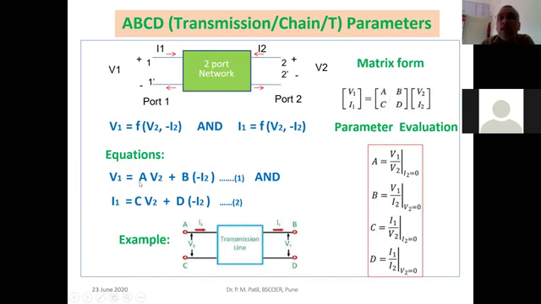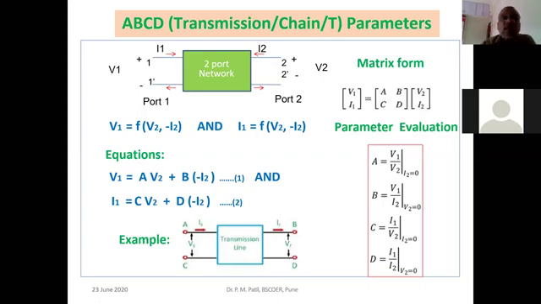A will be the ratio of V1 and V2 at I2 equal to 0, and C will be the ratio of I1 and V2 at I2 equal to 0. Keeping I2 equal to 0 means you have to open circuit the output port, and keeping V2 equal to 0 means you have to short circuit the output port. If you put V2 equal to 0 in these two equations, the terms of A and C will vanish, and you will be able to find the values of B and D. B is equal to V1 by minus I2 at V2 equal to 0, and D is equal to I1 by minus I2 at V2 equal to 0.